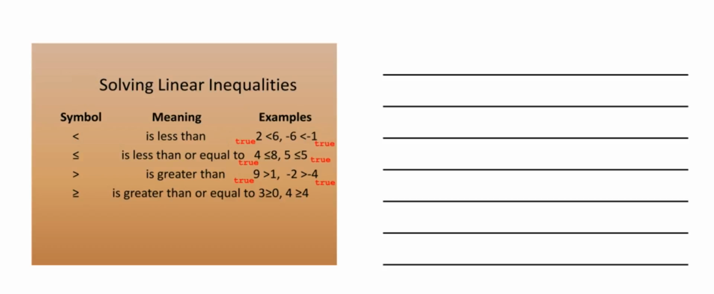Okay, so the last symbol there we have is greater than or equal to. In this case, our example says 3 is greater than or equal to 0. Is that a true statement or a false statement? Is 3 greater than or equal to 0? Well, 3 is greater than 0. Agreed? So it's a true statement. Our last example here is 4 greater than or equal to 4? Well, 4 is equal to 4. Since it has an equal sign in this case, it's a true statement.